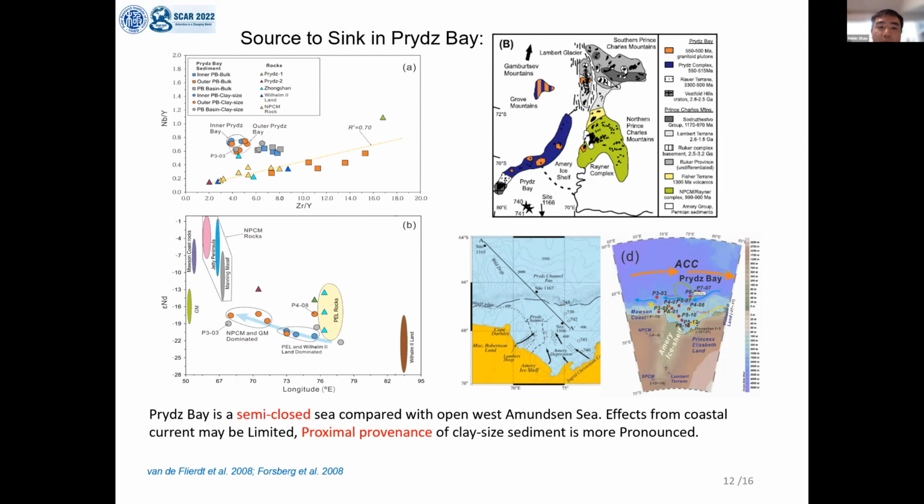We think the Price Bay is a semi-closed sea compared with open West Amazon Sea. So we think the effects from coastal current may be limited, and the proximal provenance of clay-side sediment is more pronounced.